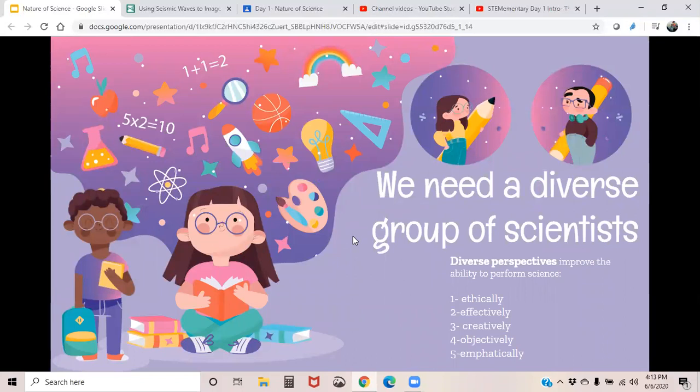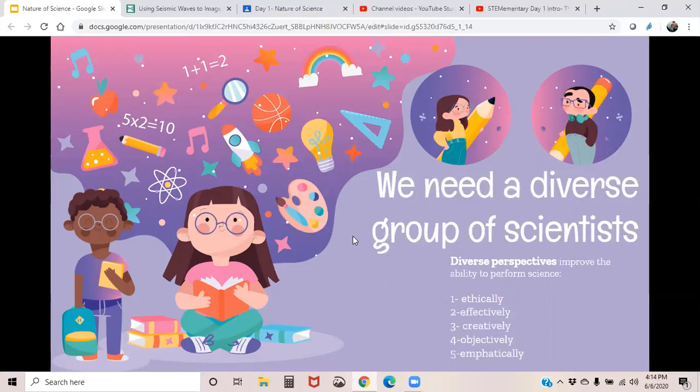So the key point that I want to make about this attribute of the nature of science is something you should be making to your students, especially elementary age students, when they're so influenced about the things that they want to do when they grow up, right? You have a huge influence over their decisions and empowering them with that self-fulfilling prophecy that they can do things. And so the point is that we need a diverse group of scientists because diverse perspectives, as you witnessed in that last video, improve our ability to perform science, number one, ethically, more ethically, two, effectively, three, maybe even creatively because of people's different strengths.